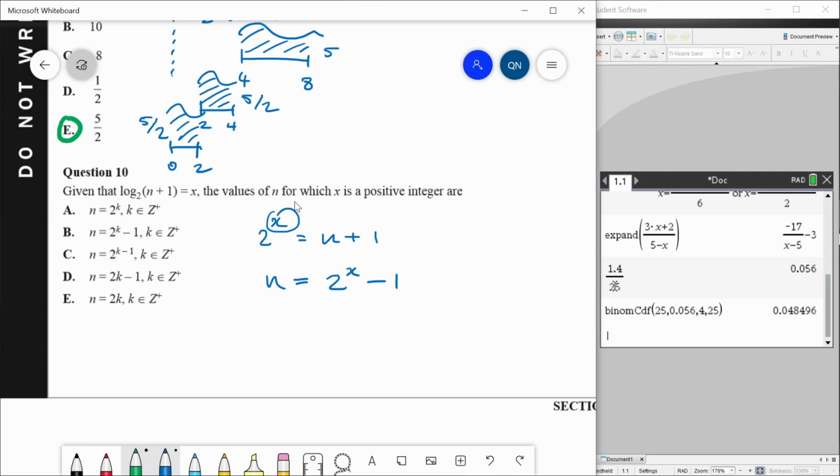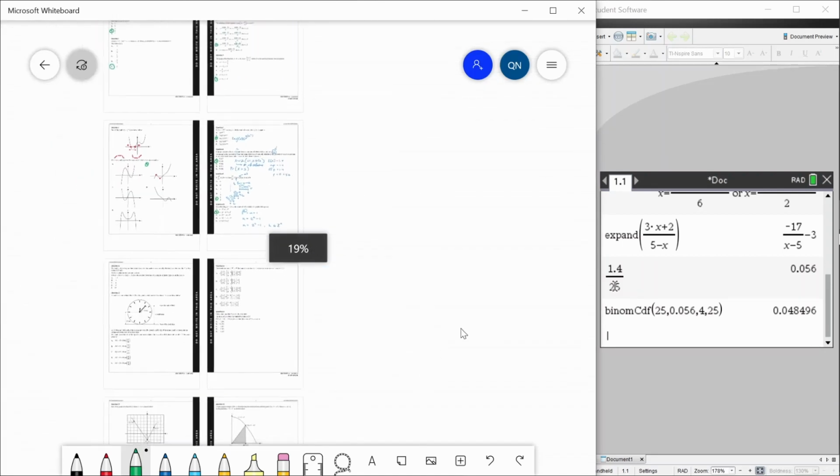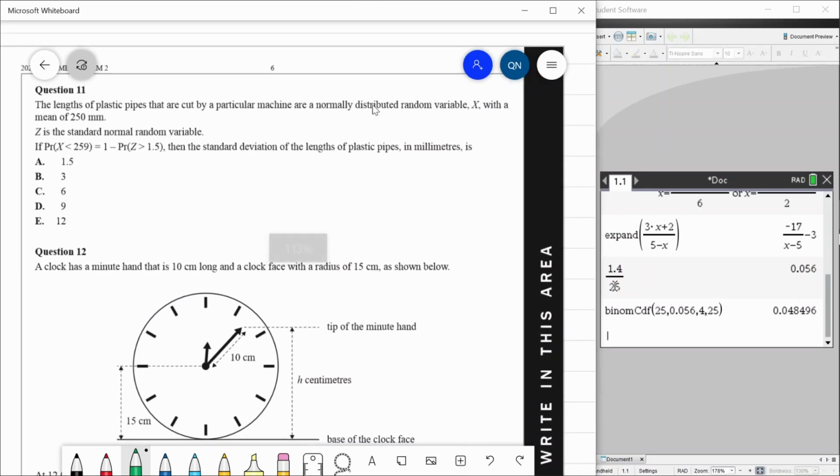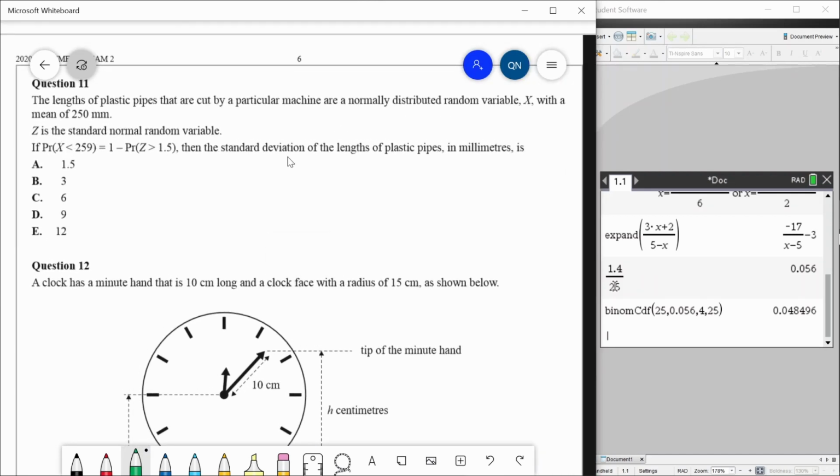But if x is a positive integer, then n is equal to 2 to the k minus 1, where k is a positive integer. So Z plus, not including 0. So let's see if any of the options here match up. So we have 2 to the k minus 1, and k is a positive integer. Looks like option B does the job here. Perfect.